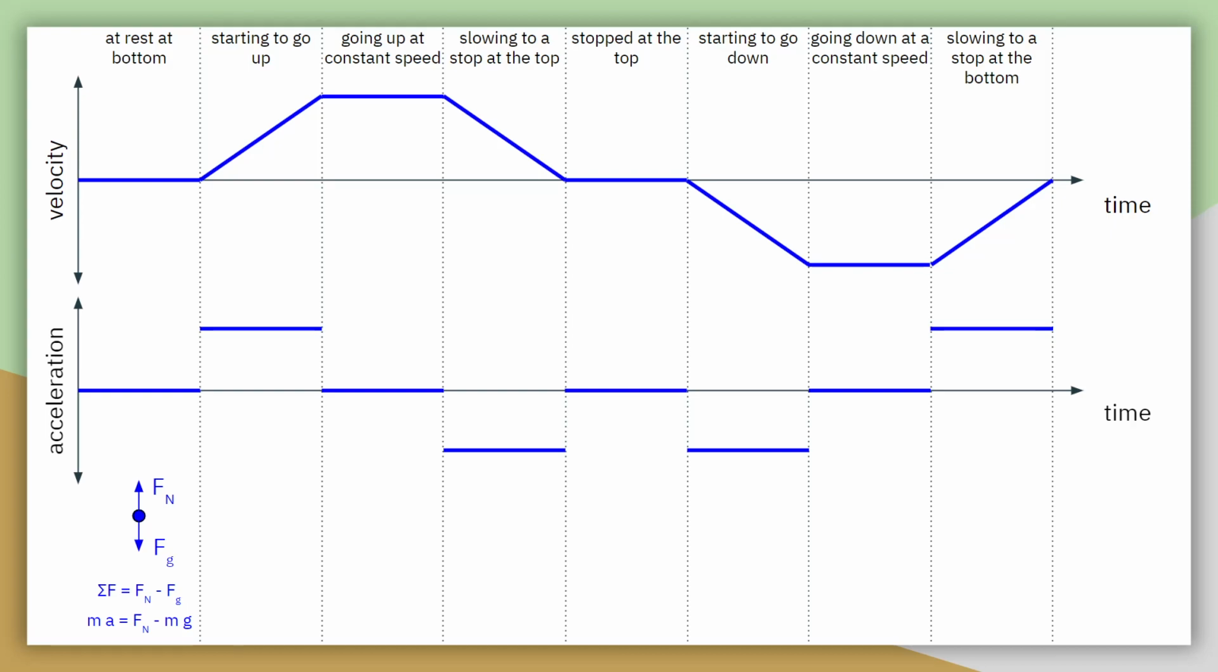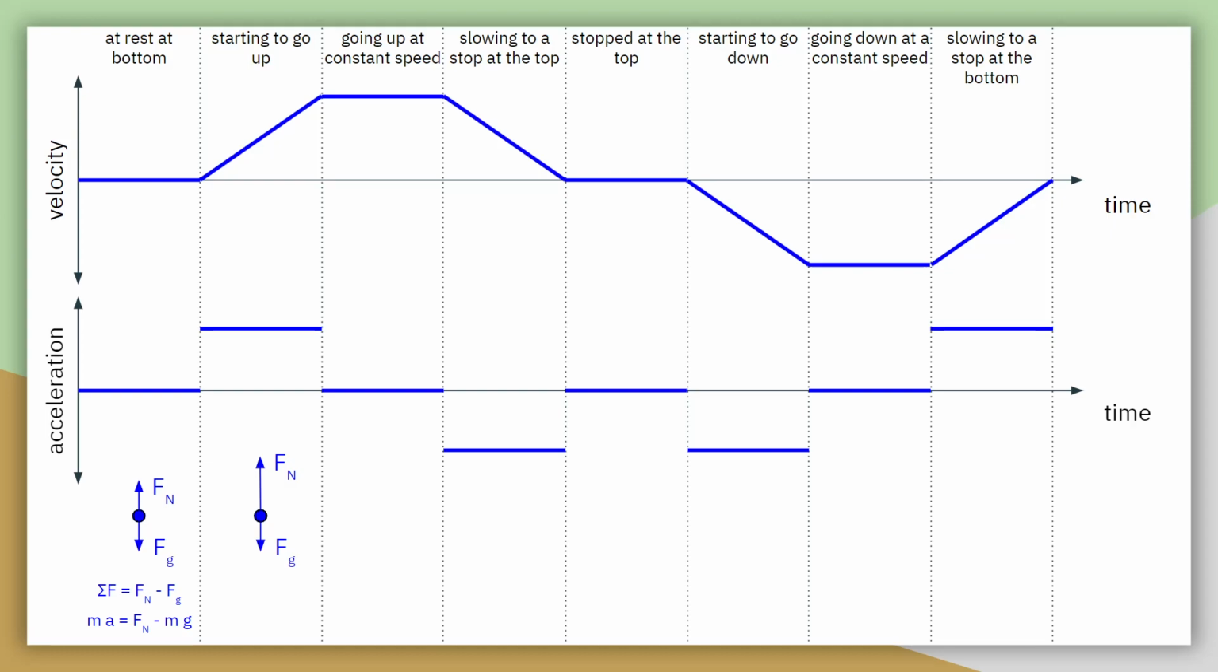Now, when the elevator, and by extension the passenger, start to go up, we have a positive acceleration. So our force diagram is going to look a little different. We still have the same amount of force gravity, because we calculate that by taking the mass and multiplying it by the gravitational field strength. Neither the mass nor the gravitational field strength change, so Fg remains the same.